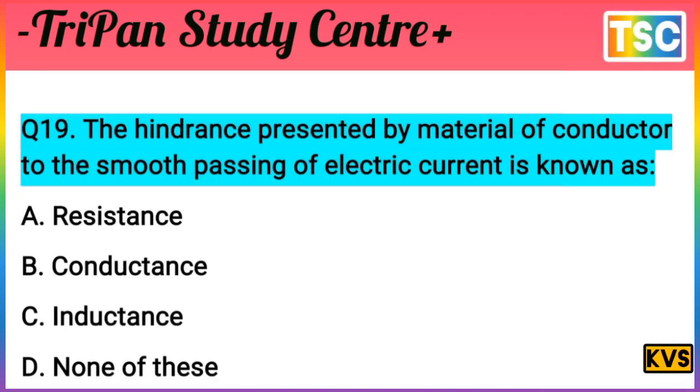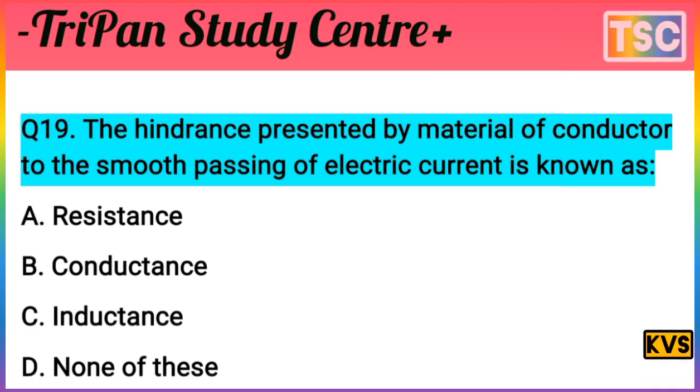The next question is on your screen. The hindrance presented by the material of a conductor to the smooth passing of electrical current is known as: A, resistance; B, conductance; C, inductance; and D, none of these.